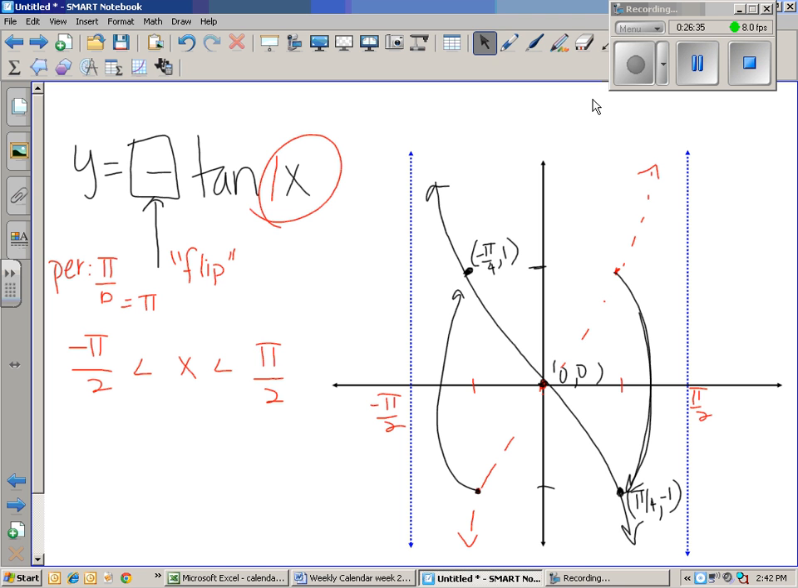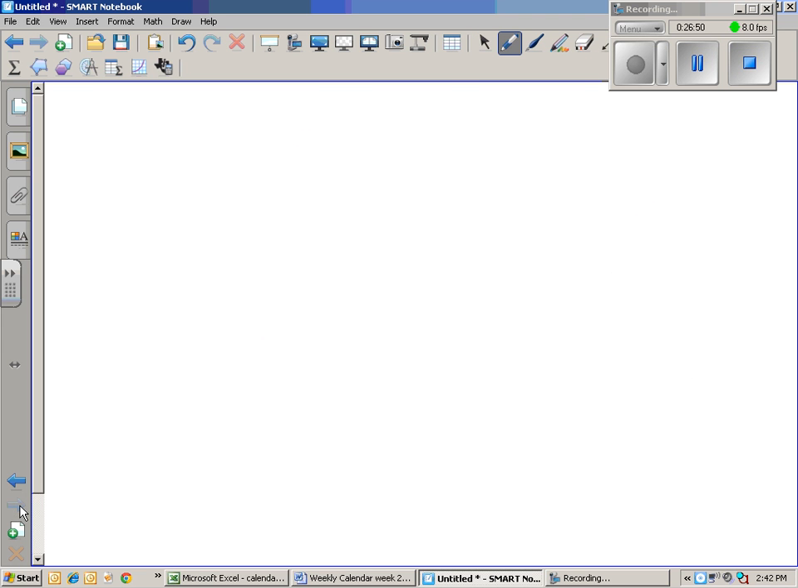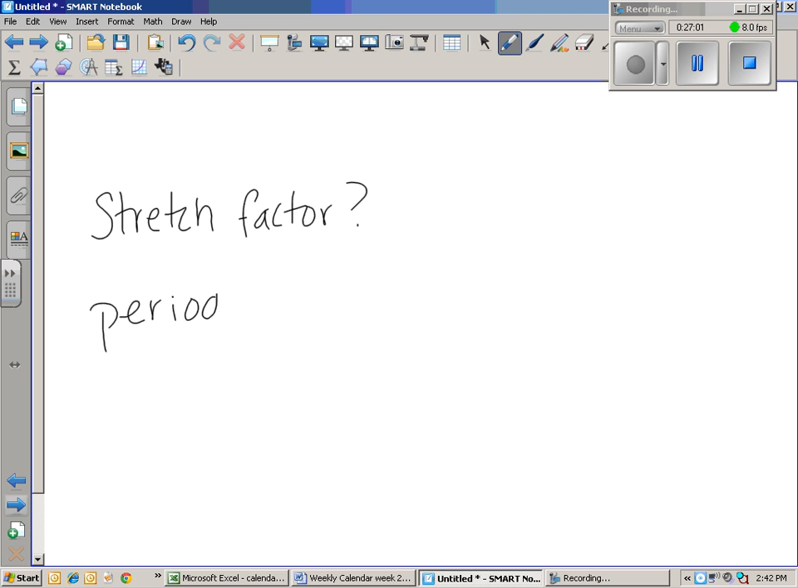Okay? So tomorrow when you come in, you need to be able to do 3 things. Tell me what the stretch factor is, tell me what the period is, and tell me what those endpoints are. And when I say endpoints, they're not really ending. Remember, those are our vertical asymptotes. So 3 things for tomorrow. You need to tell me what is the stretch factor and how can I find it. What is it and how can I find it? You need to tell me what the period of a tangent function is. What is it and how can I find it?